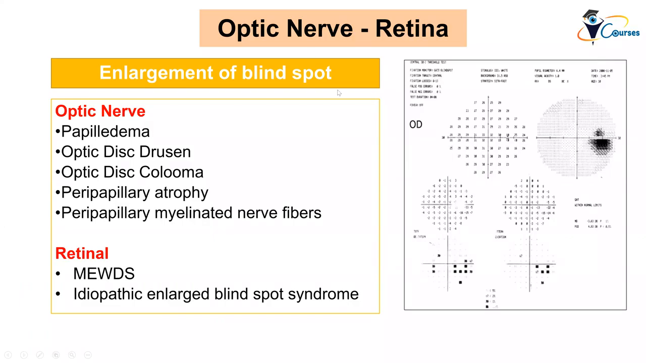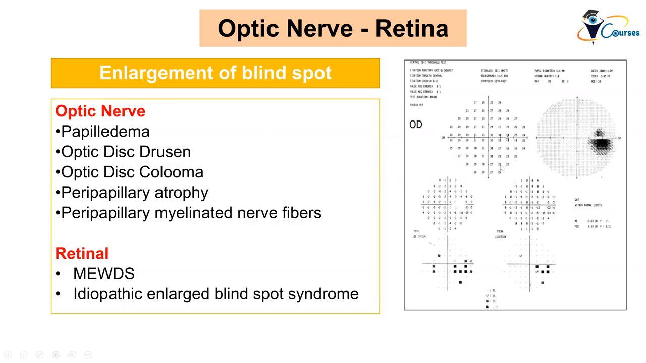So what are the causes that may result in enlargement of the blind spot? Well, it can be a lesion in the optic nerve or a lesion in the retina. A lesion in the optic nerve could be papilledema. Basically, papilledema is enlargement of the optic disc. This enlargement will cause displacement of the surrounding photoreceptors, leading to a larger blind area that the patient cannot perceive. So actually, the enlargement of the blind spot is a negative scotoma. The patient will not feel it and will not complain about it. So this is very important as well.